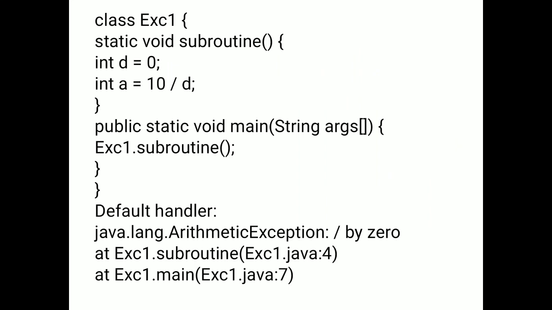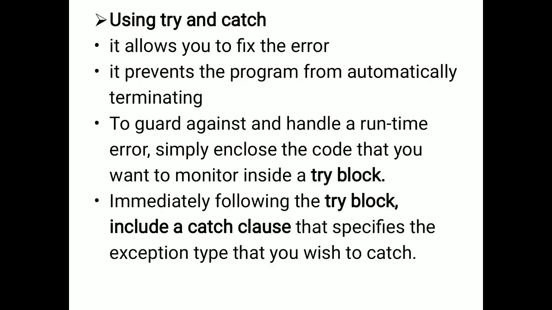exe1.subroutine, exe1.java, that indicates line number 4 in exe1.java under the subroutine. Again, that subroutine is called within main. For that reason, it displays the next line exe1.main, that indicates that within main the call occurred for the subroutine, and that line number is, sorry, exe1.java, that is the seventh line of exe1.java. Now, handling exception by using try and catch block.